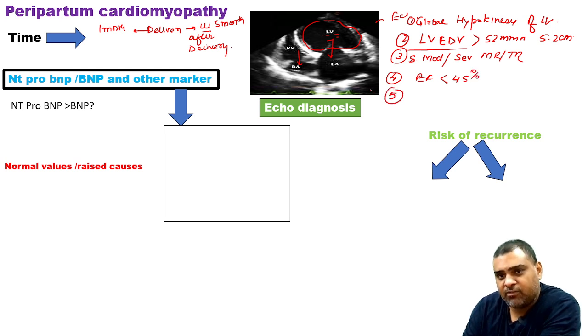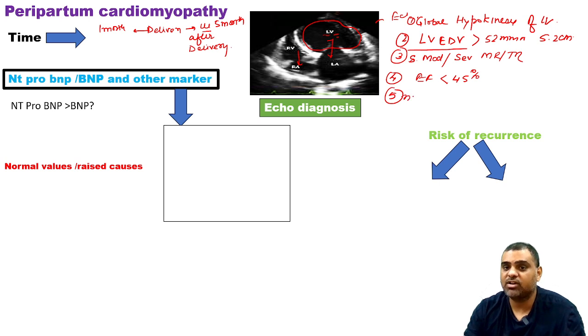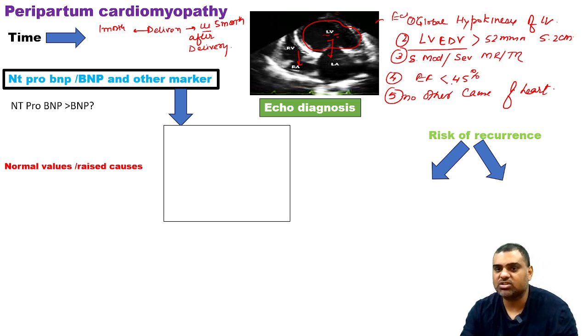And fifth and very important point, please remember, no other cause of heart failure. For example, if there is mitral stenosis, then you cannot make a diagnosis of peripartum cardiomyopathy. Okay, so no other obvious cause of heart failure is seen.